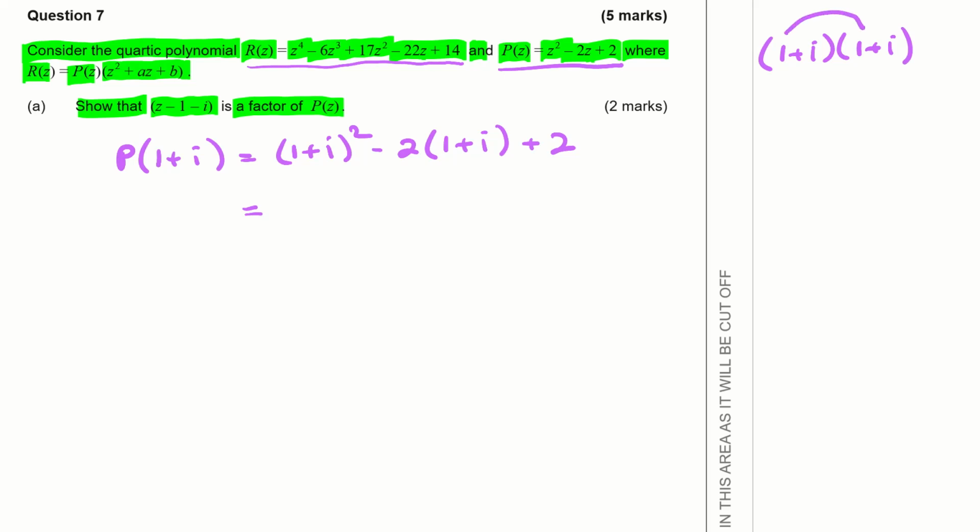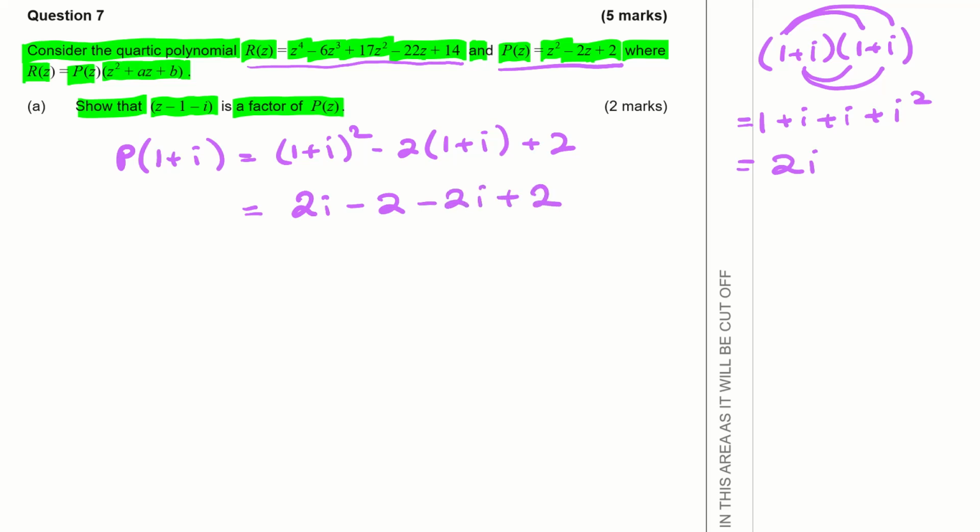So that's going to give us 1 plus i plus i plus i squared. i squared is negative 1, so that just comes to 2i. So that's going to be 2i, take away 2, take away 2i plus 2, which is equal to 0. So that does that using the factor theorem.